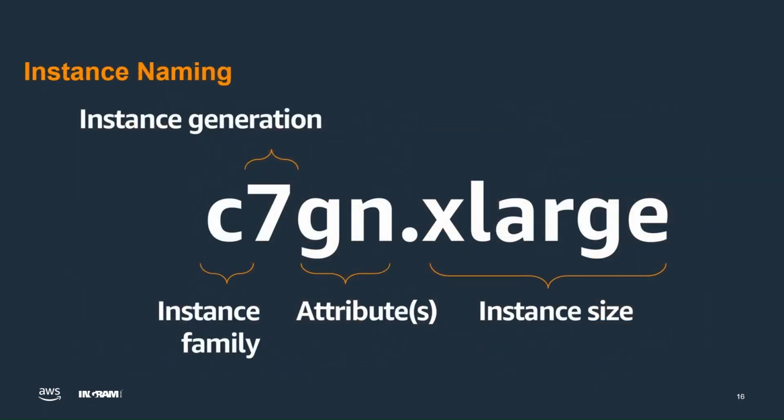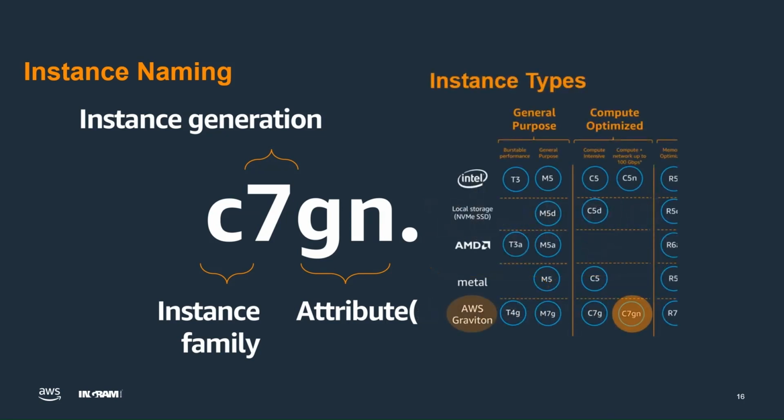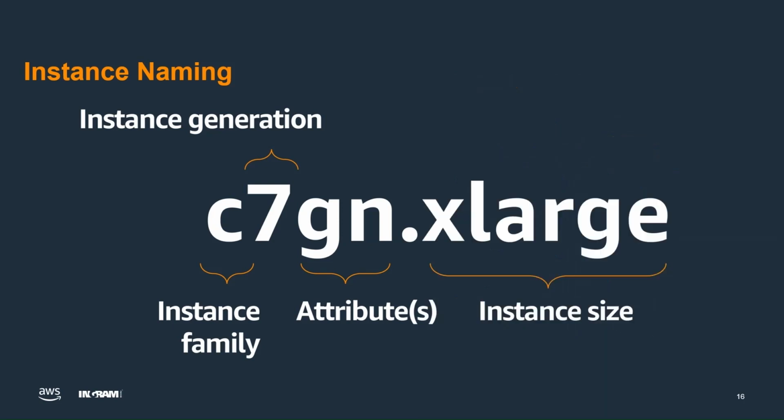This slide hopefully helps explain the instance type naming convention. So breaking it down from left to right. C is the instance family, 7 is the generation of the machine, and GN are the attributes. If we look at the instance types we saw before, we see the C7GN, and the G equals the Graviton processor type, and the N equals the enhanced network capabilities. And at the end, we have the X large, which of course represents the size of the machine.